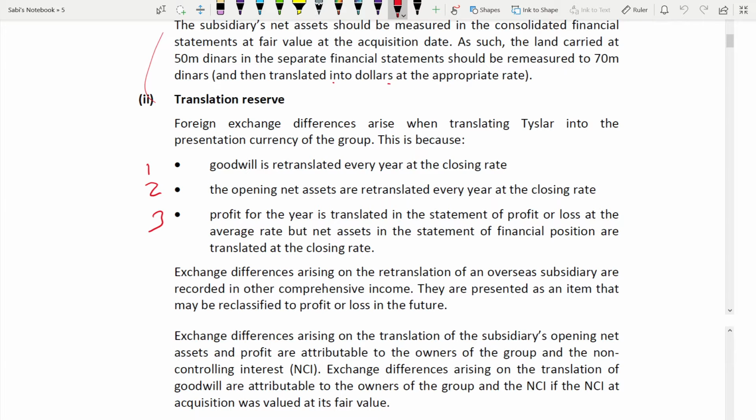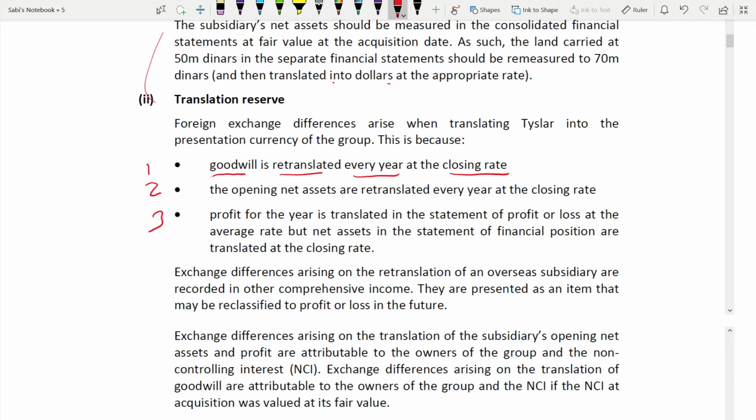Goodwill is retranslated every year at the closing rate. Every year it is retranslated at the closing rate, because goodwill is an asset. Whatever comes in the statement of financial position is translated at the closing rate.